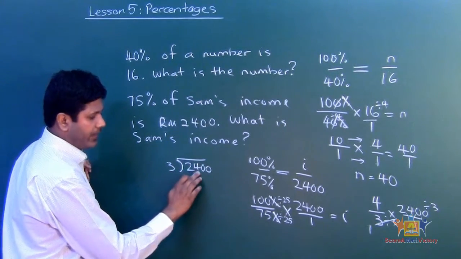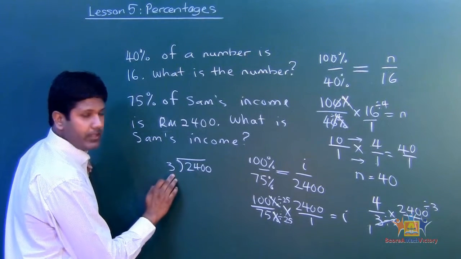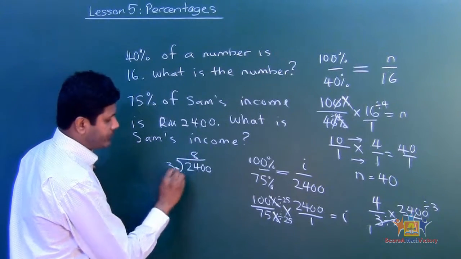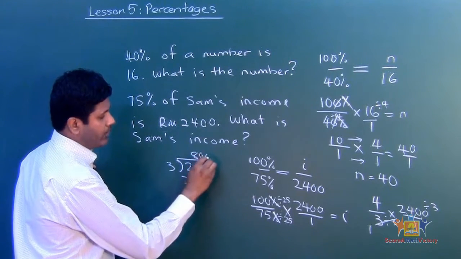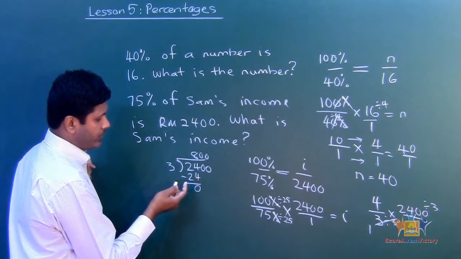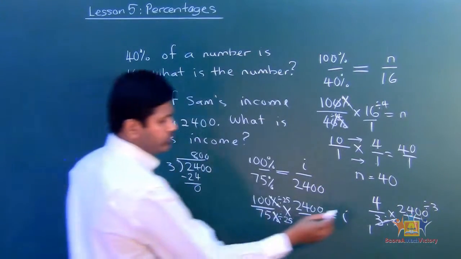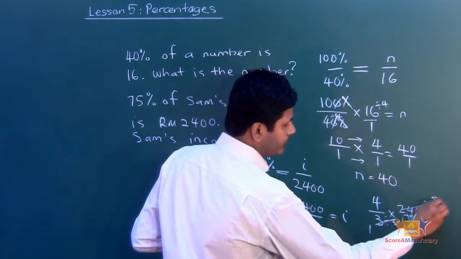In 2 I get the next digit. In 24, how many 3s? 8, because 8 times 3 is 24. Minus gives me 0. Then I bring all the 0s up. There's nothing to divide with, so it becomes 800.